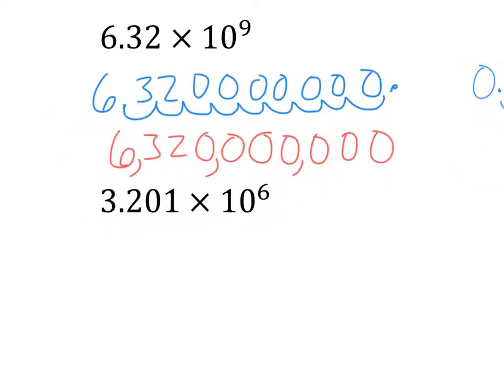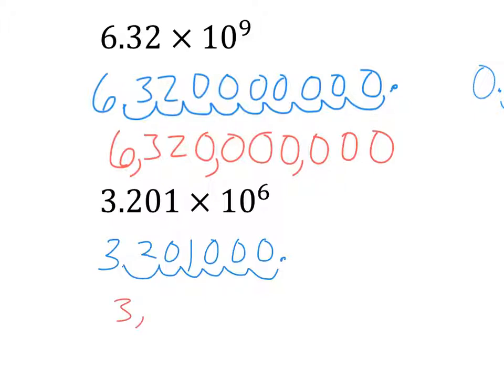Okay. Now let's look at this next one. We have a positive 6, so we're going to move our decimal to the right. 1, 2, 3, 4, 5, 6. Okay. And then we'll have 3,201,000.